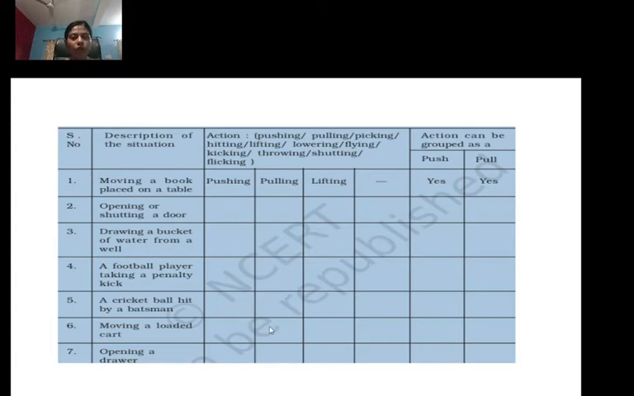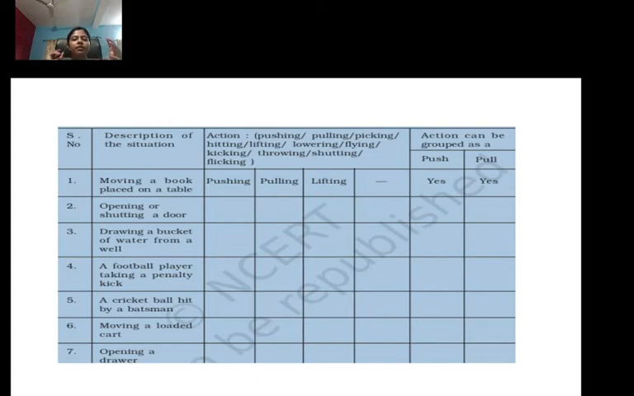Okay, moving a loaded cart, pulling. Yes, opening a drawer, yes, pulling. Okay, that's good. Yes, right. Moving a book placed on a table is pushing, pulling, lifting, right? Yes, good.